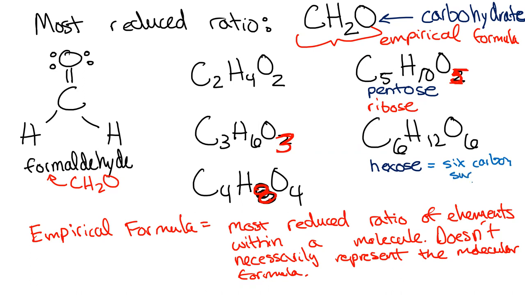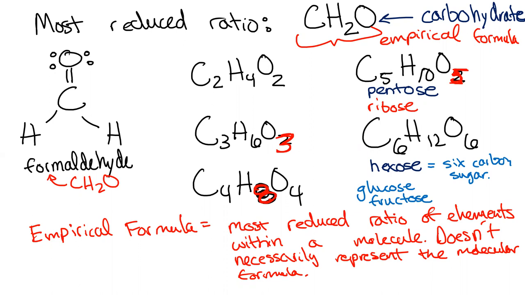Hexose just means 6-carbon sugar. If you take a nutrition, biology, or biochemistry class, you'll encounter the term hexose, meaning 6-carbon sugar, and there's a whole bunch of them. You're familiar with some of these names. Glucose is a hexose. Fructose is also a hexose. They are just rearrangements of those atoms. Their structures are different, but they contain the same exact molecular formula. Okay.